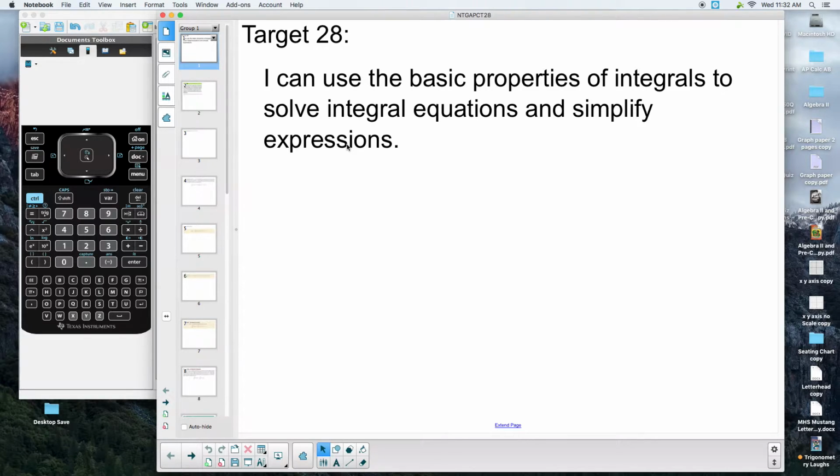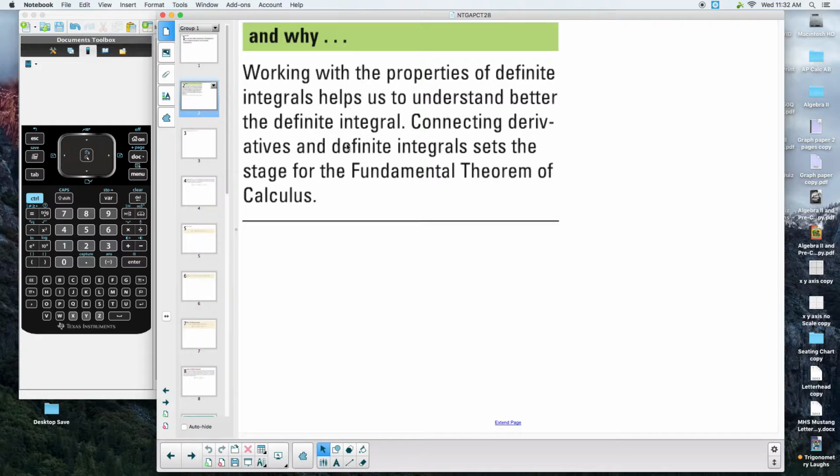We're going to start target 28. I can use the basic properties of integrals to solve integral equations and simplify expressions. Basically, working with properties of definite integrals helps you better understand the definite integral. Connecting derivatives and definite integrals sets the stage for the fundamental theorem of calculus.